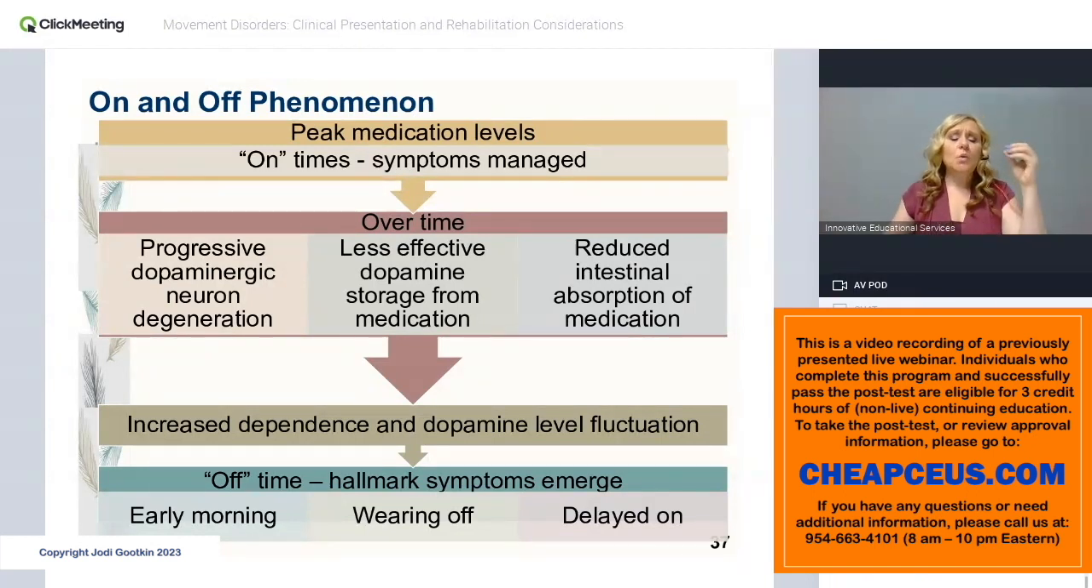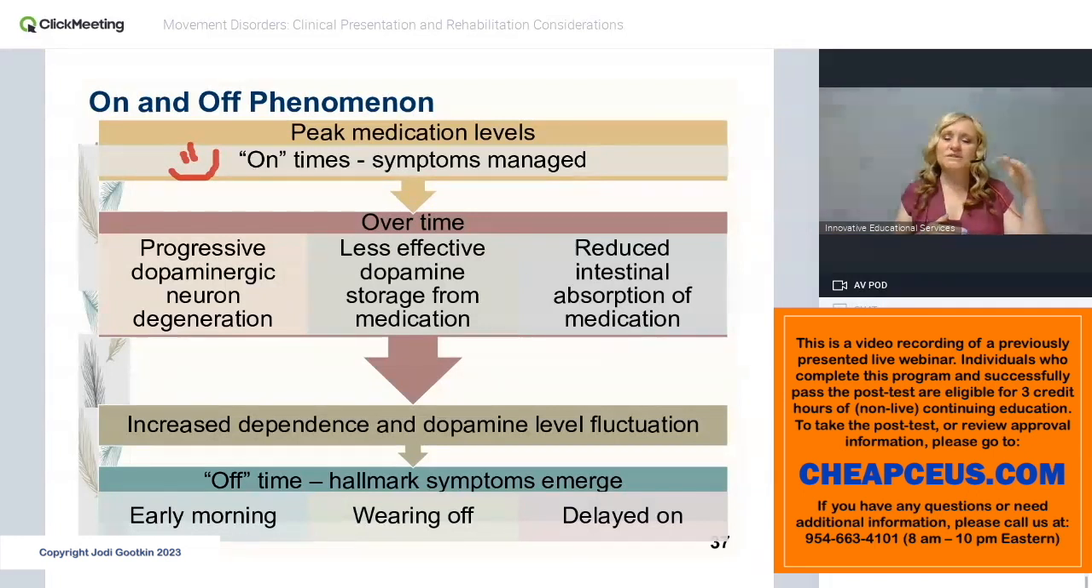What it means is when the individual is taking that levodopa, it's going to cross the blood-brain barrier to be converted to dopamine in order for functioning. It's usually combined with carbidopa when the individual takes the medication because it's going to prevent that breakdown before it actually gets to the brain. And when the medication is working well, the symptoms are managed, that's the on time. So everything's working good, the individual's symptoms are managed, the medication's at a good level.